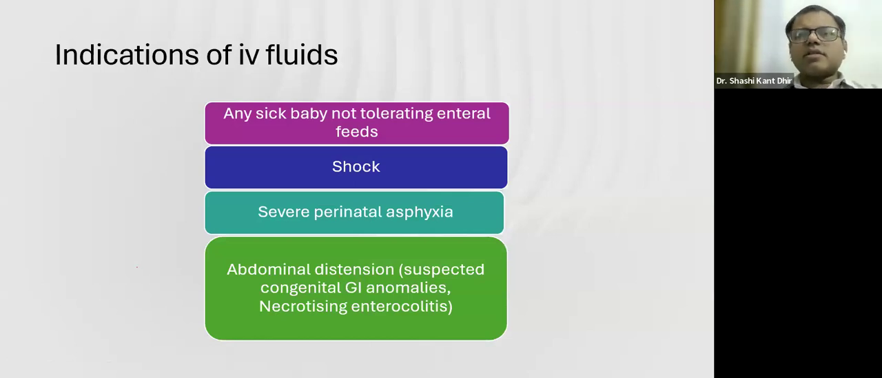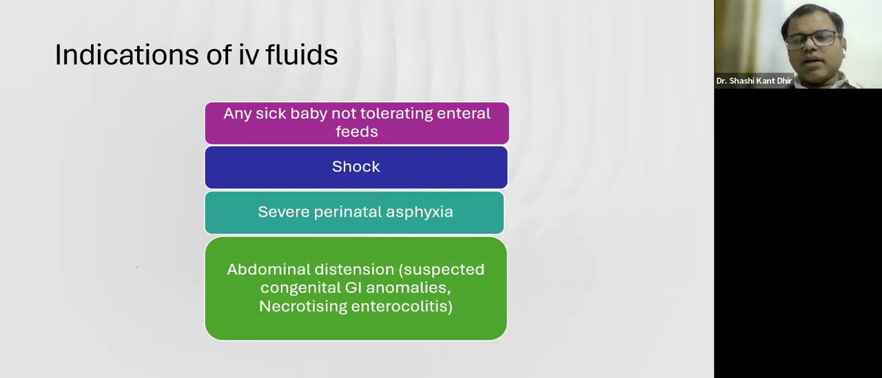In this, the commonest example is the baby having respiratory distress. Even if it is a term baby, if the baby is having severe respiratory distress, we should not give enteral feeds. Any baby who has got hypotension or neonatal shock should not be given feeds. Any baby who has got severe perinatal asphyxia, definitely. Even moderate asphyxia, we start with IV fluids. And any GI abnormality, because of any congenital anomaly or NEC, these are terminal things.